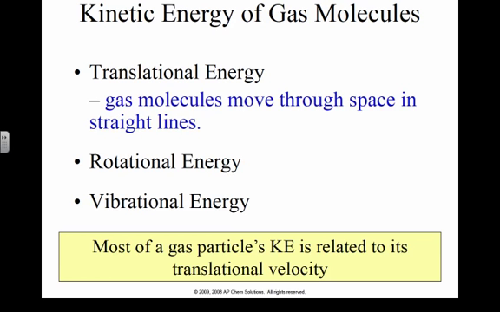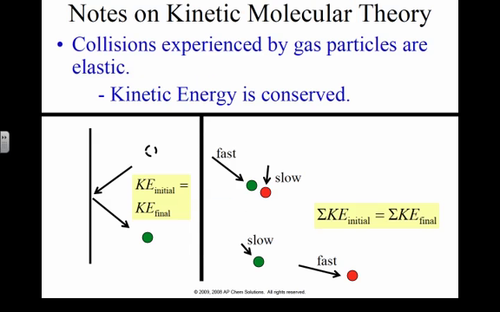Remember, there's three different types of movement for all molecules: translational, rotational, and vibrational. Most of the kinetic energy for gases comes just from translational energy. Just like you saw in the simulator, they bounce back and forth. The collisions experienced by gas particles are elastic. Kinetic energy is always conserved when they collide. One might be going slow, one might be going fast, and then all of a sudden the other one goes slow, and this guy turns and goes fast. But there's no kinetic energy lost.